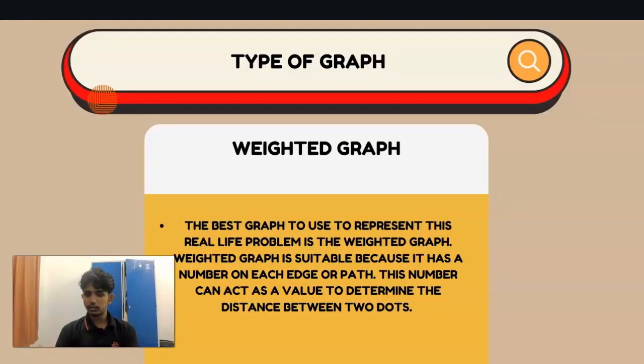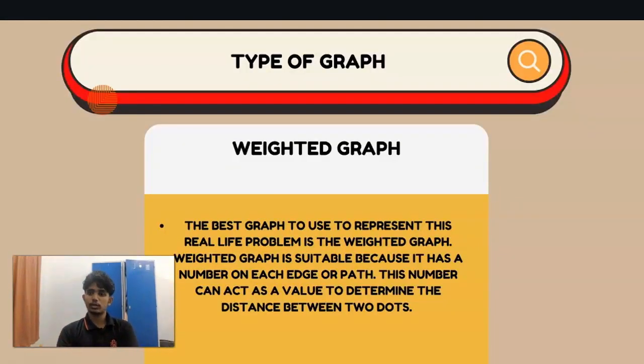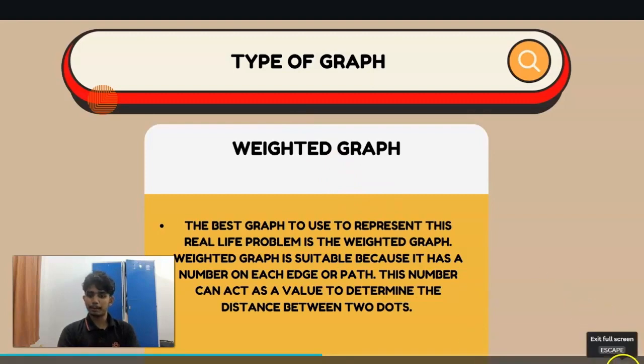Based on the problem statement, the type of graph that we choose to solve this real life problem is a weighted graph. A weighted graph is a graph where every single edge that connects vertices has a value on it. So I will show you an example.